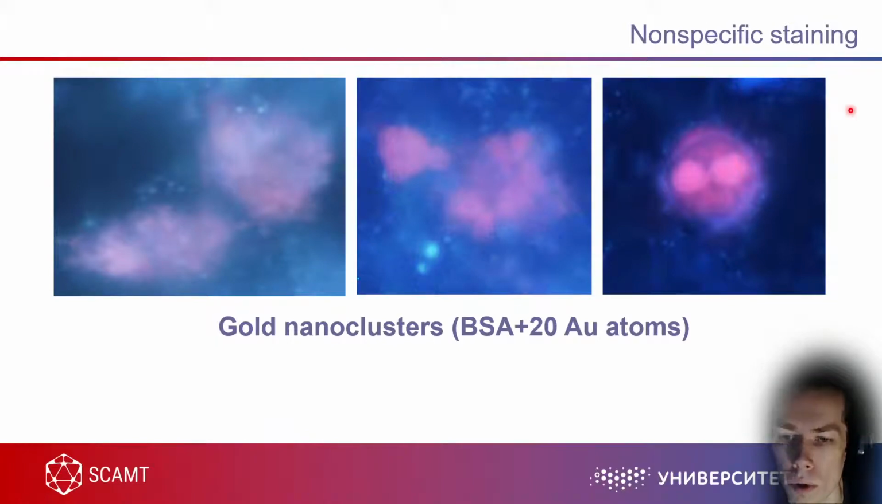In the case of gold nanoclusters, for example, it's just 20 aurum atoms stabilized by bovine serum albumin. In this staining, very different accumulation was observed, and they're fluorescent in red. As you can see, a lot of accumulation was observed inside the cytoplasm. So to understand what is fluorescent here in red and what is fluorescent here in blue, you need to understand how this gold nanocluster is metabolized by cells.